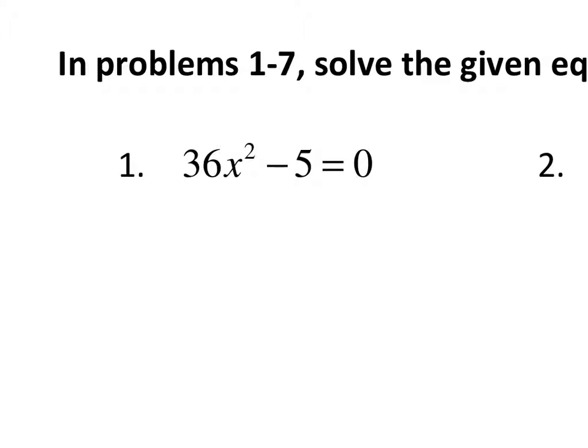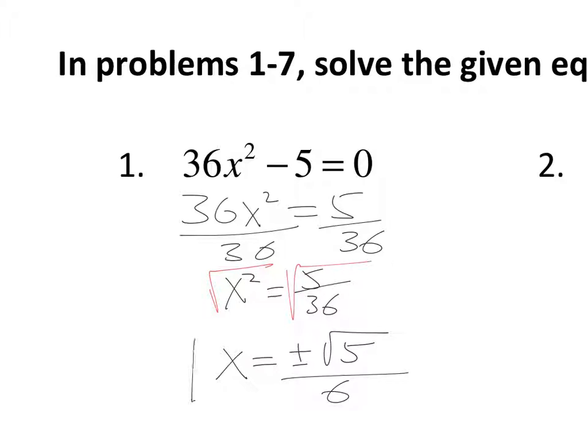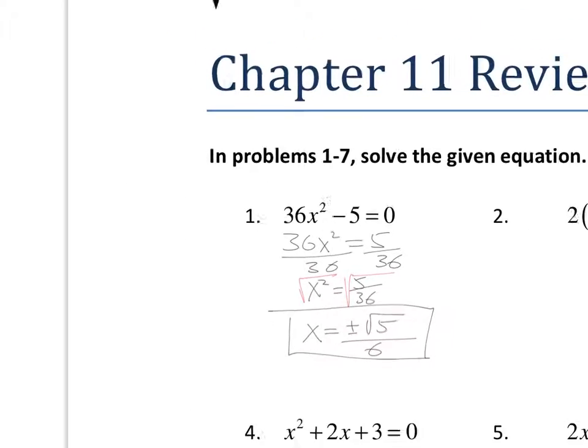Let's solve some equations. We have a quadratic equation. Notice that there is no x value here, so we just have an x squared. So let's get that 5 to the other side by adding 5. Let's divide by 36. We got x squared equals 5/36. And we can square root that. And that denominator squares nicely. We always get plus minus when you square root. And so there we have it.